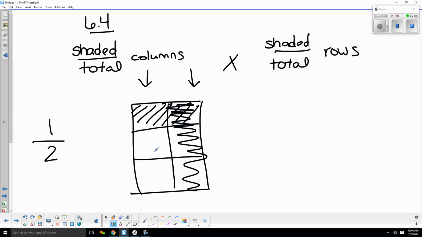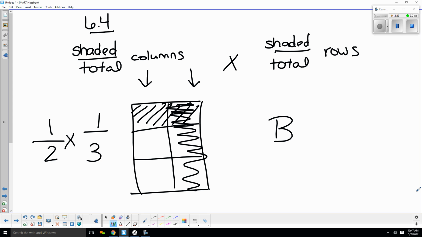Does everybody see that? Then I'm going to times by the rows. Rows go across your paper. So how many totally shaded rows do I have? Complete rows. 1 out of a total how many? So does everybody see where I got the 1/2 and the 1/3? So that is my model. So my answer for that is B.